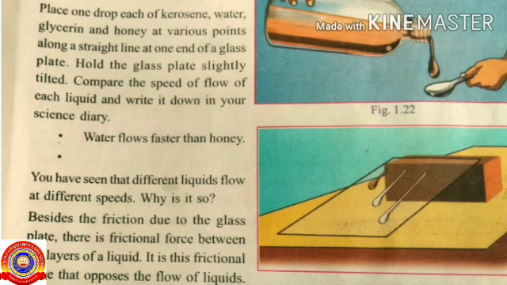What is the reason? Besides the friction due to the glass plate, there is frictional force between the layers of a liquid also. So between the layers of the liquid there acts a force, and that force is like the frictional force. It is this frictional force that opposes or prevents the flow of liquids very easily, like the resistance in an electric circuit. We know the resistance resists the flow of electricity through it. Like this, the frictional force between the layers of liquid also resists the easy flow of liquids.